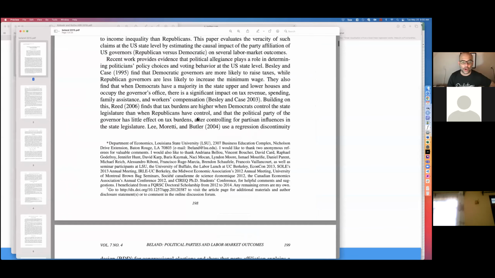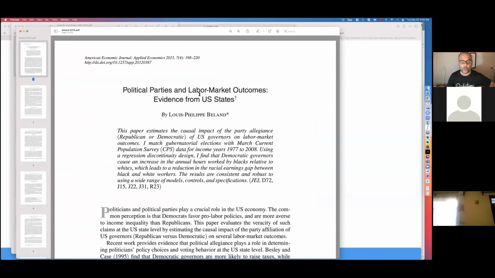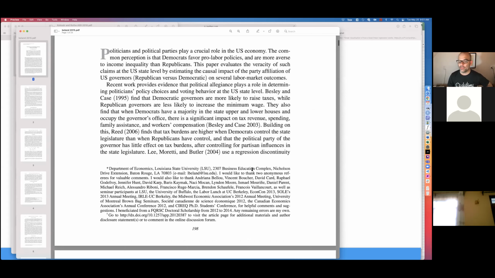This is a paper similar to one that we're going to discuss tomorrow. It's called Political Parties and Labor Market Outcomes: Evidence from the United States. They use close elections in governor races. Governors are the head executive office of an entire state. We have 50 states, so we have 50 governors. They use governor races from 1977 to 2008, estimating the effect of a Democratic win on racial earnings gaps between Black and white workers. It's going to be a regression discontinuity design.